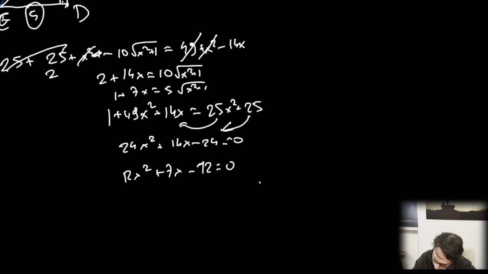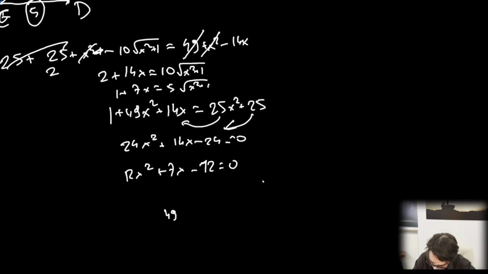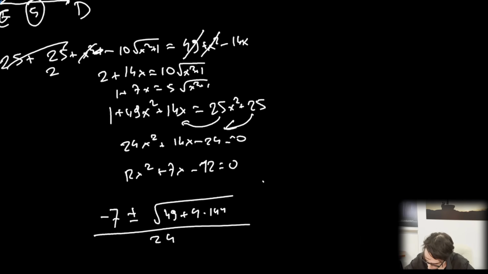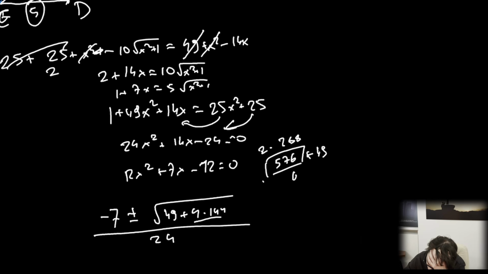But here, if you just do the discriminant, you have 49, 7 squared, plus 4 times 12 squared, or 4 times 144. This is your discriminant. And so this is going to give you minus 7 plus or minus this, divided by 24. And so now what's here? So again, let's double it. 2 times 288 times 2 is 276. 276 plus 49 is 625.